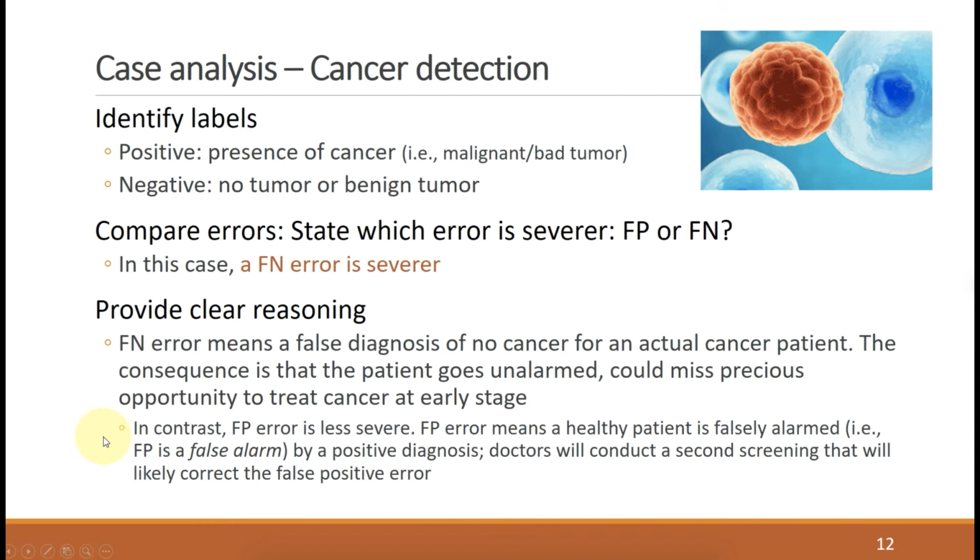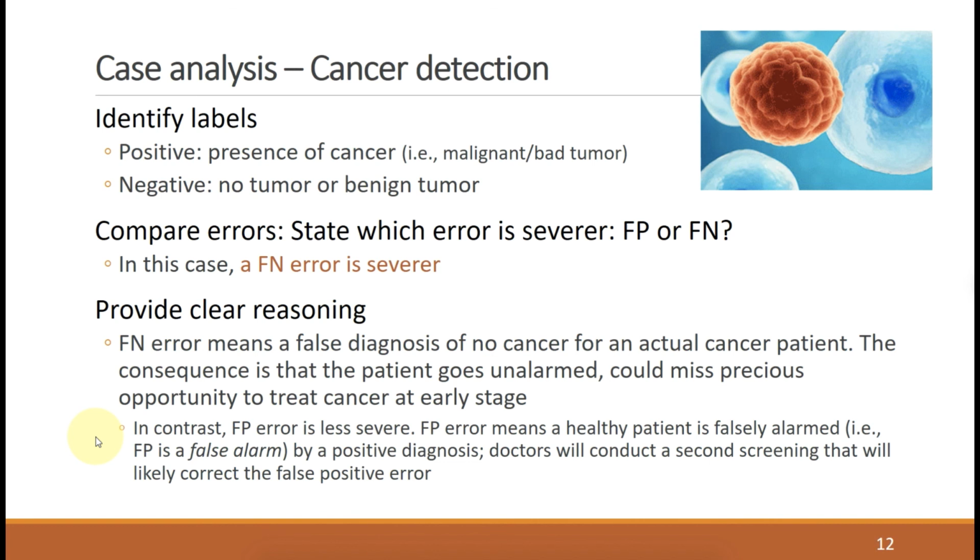In contrast, the false positive error is less concerning. A false positive error is like a false alarm. The patient gets a false diagnosis that he or she has cancer. It is very likely that the doctor will order another screening to confirm the result. And it's also likely that the second screening test will return a negative diagnosis, which will then clear the alarm. So the consequence in this case is the alert that the patient received, and a second screening, which probably costs some money, but not a whole lot, and the patient is cleared of the alarm. So the consequence is far less severe than the consequence of the false negative error.